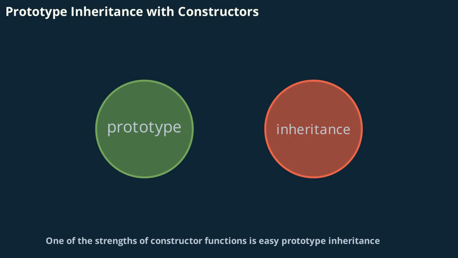One of the strengths of constructor functions is easy prototype inheritance. You can add methods to the constructor's prototype, and all objects created with that constructor will share those methods. This saves memory and makes it easy to update behavior for all objects at once. For example, Person.prototype.talk = function lets every person object use the same talk method.